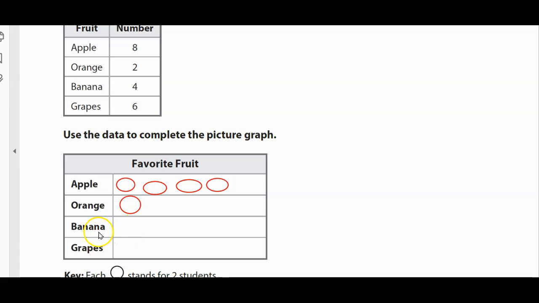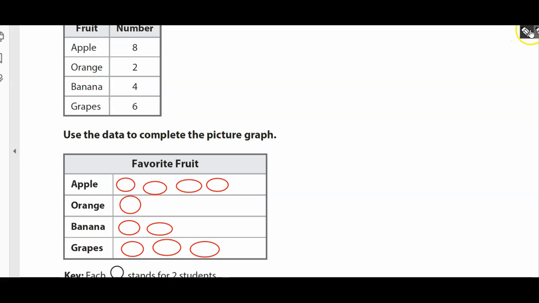How many chose bananas? 4. So how many circles am I going to make? 2. Because each one of those is 2. So 2, 4. How many chose grapes? 6. So how many circles am I going to make? 3. 3, because 2 times 3 is 6. Because the key says that each circle represents 2 students.